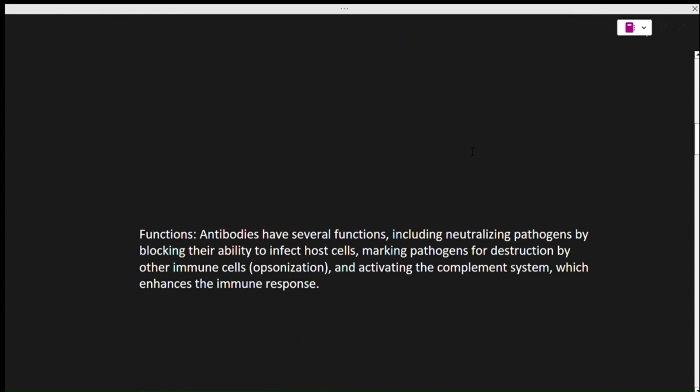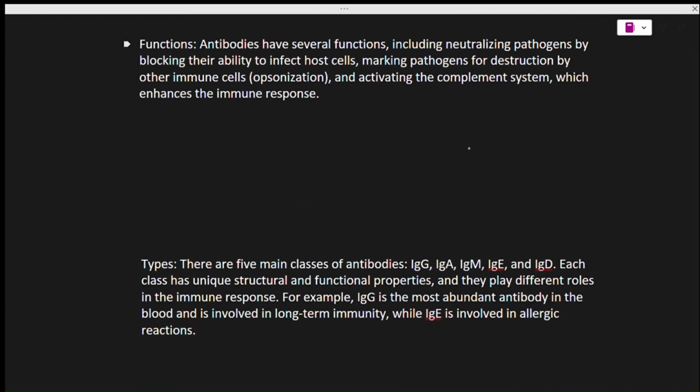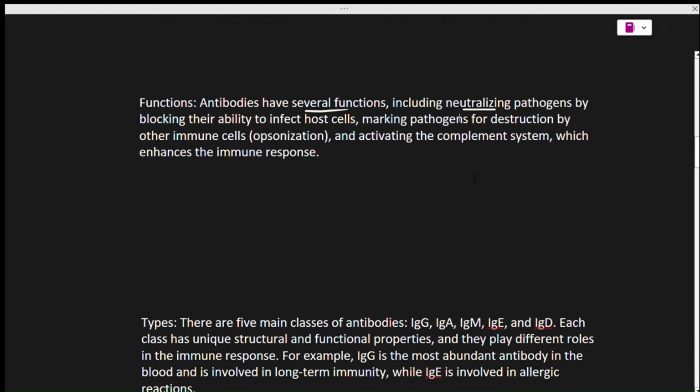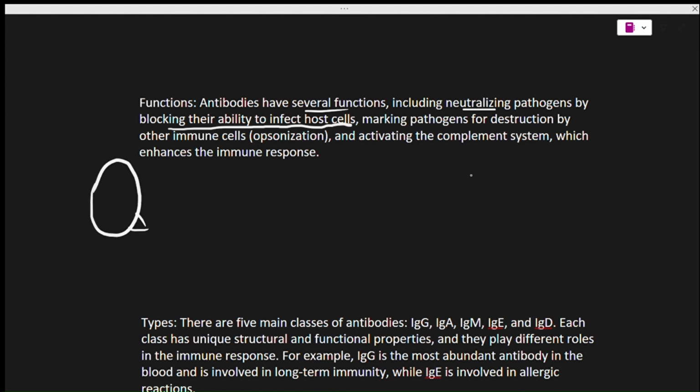Now let us move to the next point, which is function. Antibodies have several functions, including neutralization of pathogens. Of course, basically the immune response is like the antibody response. So the first point is neutralization of pathogens by blocking their ability to infect cells. Let us say this is a bacteria containing epitopes. So what do antibodies do? They will come and bind to these epitopes such that these epitopes cannot bind to the host cell. So this is the first mechanism for the antibody to block the pathogenesis of bacteria.